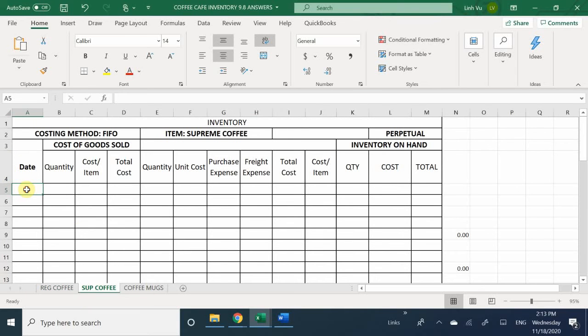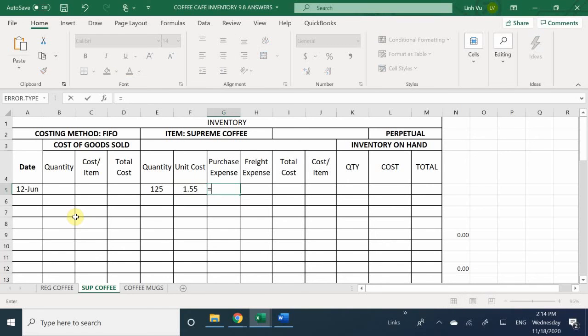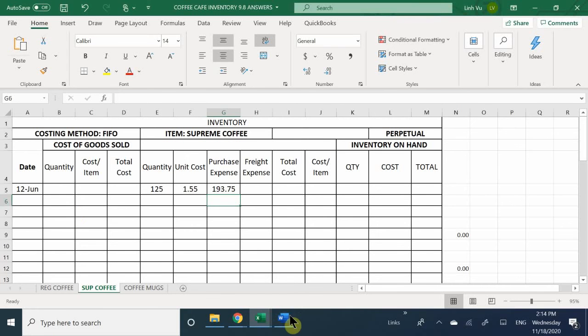Okay, so again, the date that you receive the inventory is going to be June 12th, right? We received a quantity of 125 pounds at, how much is it per pound? $1.55. Of course, with our purchase expense, it's going to be quantity times the unit price, which gives you a total of $193.75. Okay. So good. Now that we've calculated our first round of inventory, let's see what happened next.